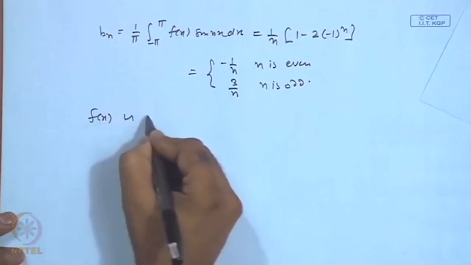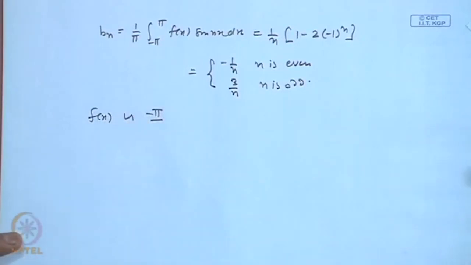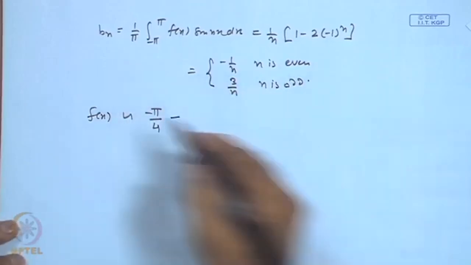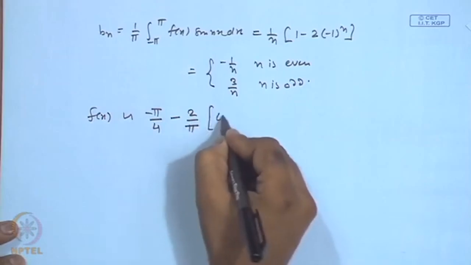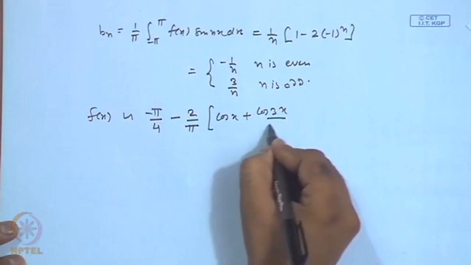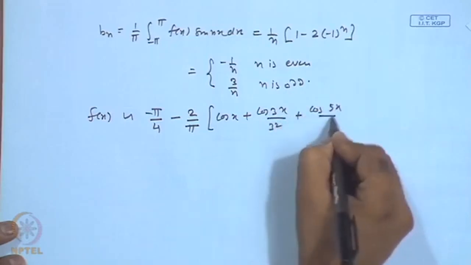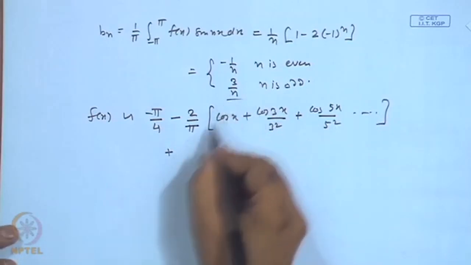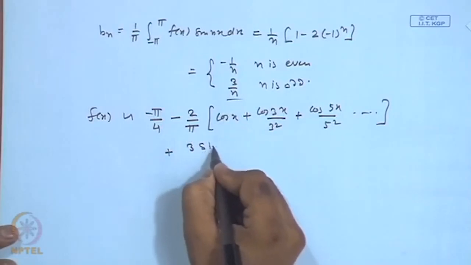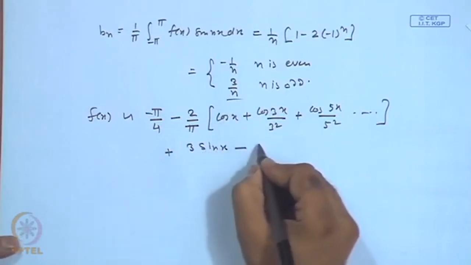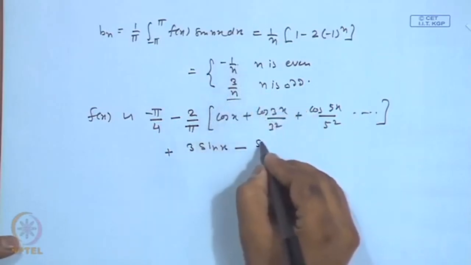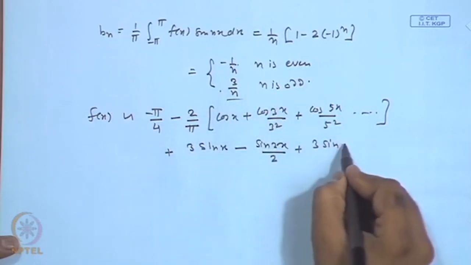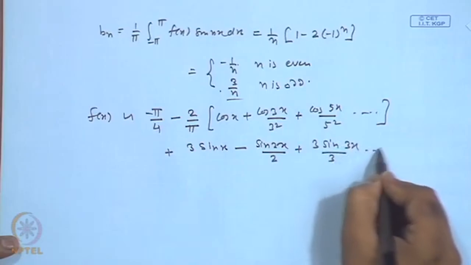So, our Fourier series representation for this function: a_0 by 2, a_0 was minus pi by 2, so we have minus pi by 4, and then the a_n and b_n terms. So, we will get finally cos x plus cos 3x over 3 square plus cos 5x over 5 square and so on. Plus for the sine, we will get 3 over n, that is b_n. So, 3 sin x, then the next term will be sin 2x over 2, then 3 sin 3x over 3 and so on.